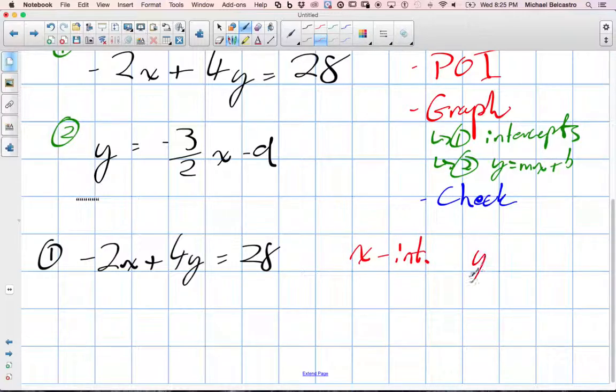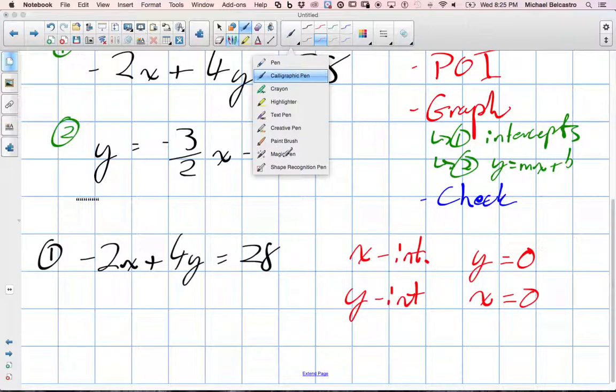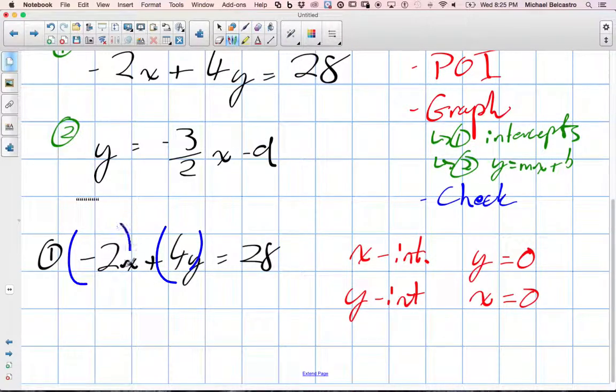x-intercept, you set y equal to 0. And to find the y-intercept, you set x equal to 0. Since these are already set up this way, it's simpler. When we set one of them equal to 0, it'll eliminate that whole term and we'll be set with the other, and vice versa. Okay, so let's do that first.